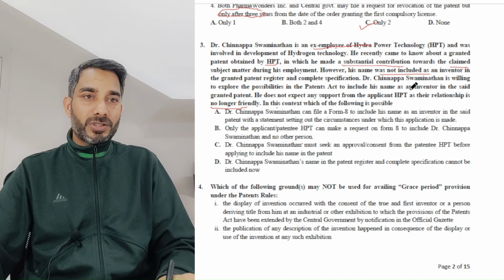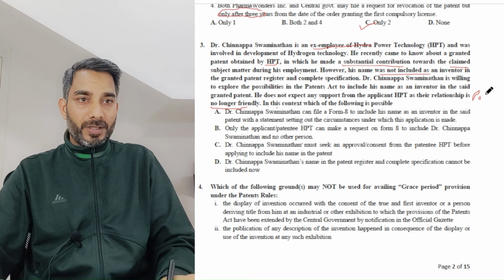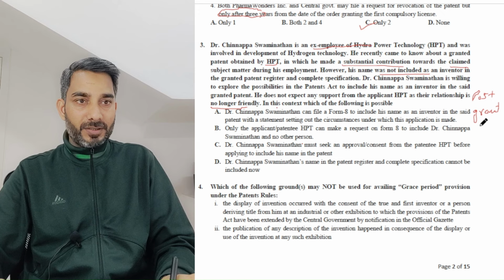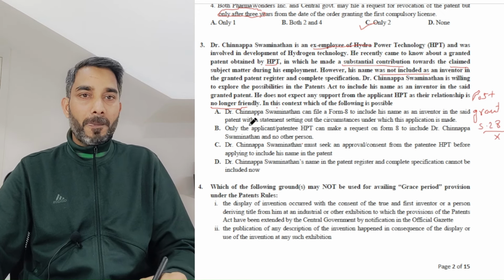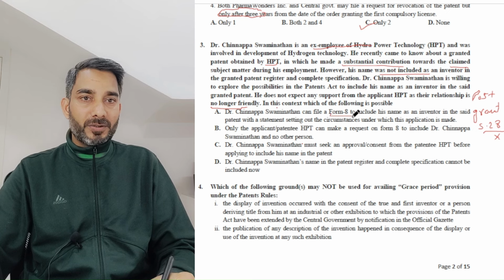In this context, which of the following is possible? See, so this is post grant. One we need to worry is post grant. So section 28 is not applicable. Okay, can apply form 8, this is section 28, not applicable. Can make a request on form 8, not applicable.